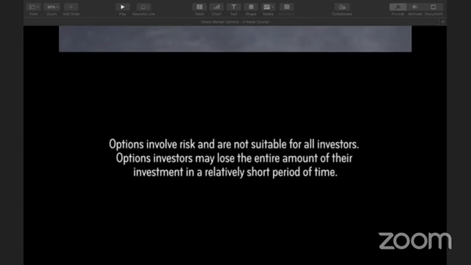Options involve risk and are not suitable for all investors. Options investors may lose the entire amount of their investment in a relatively short period of time.